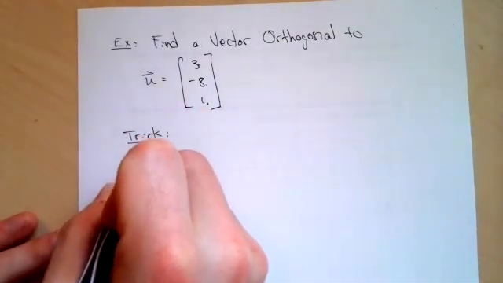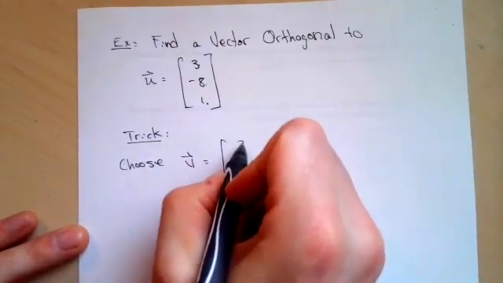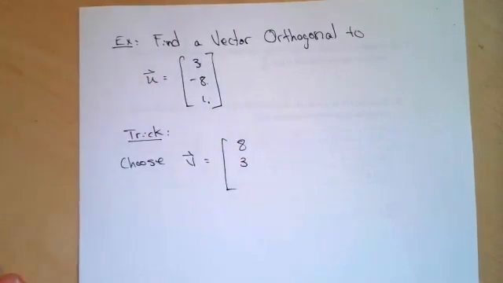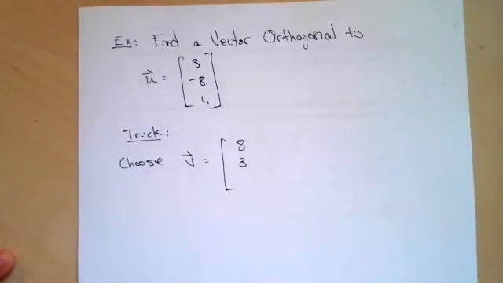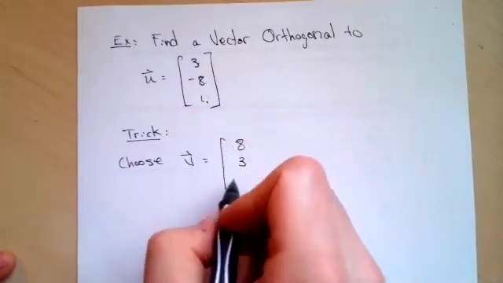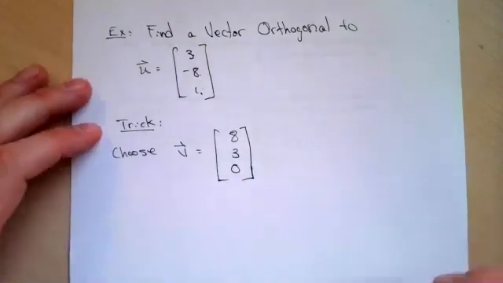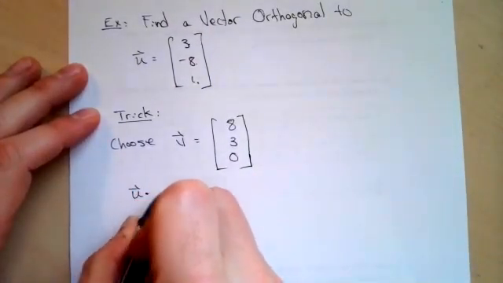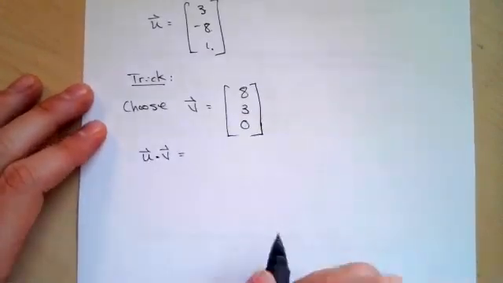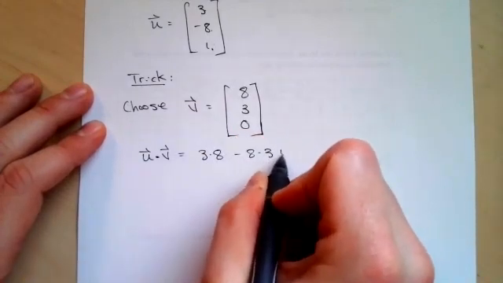Namely, if we just choose v equal to, we can simply flip the first 2 coordinates, or pick any 2 pairs of coordinates, flip them around and change one of the minus signs. So let's make the 8 positive, and we'll keep the 3 with the same sign. Flip their positions, and then let's just throw in a 0. Zeros are nice for dot products because we can essentially eliminate that component of the calculation. So now when we compute u dot v, we'll have 3 times 8 minus 8 times 3 plus 0.